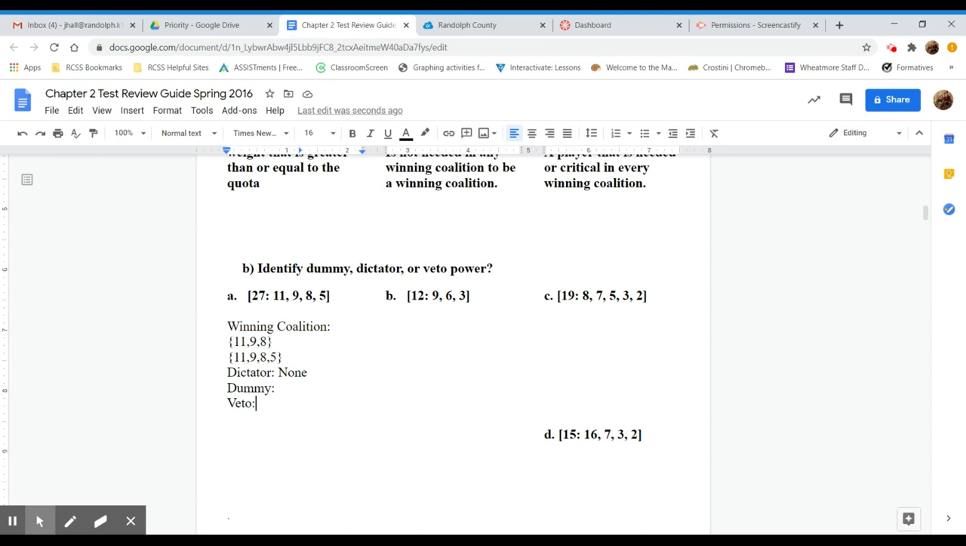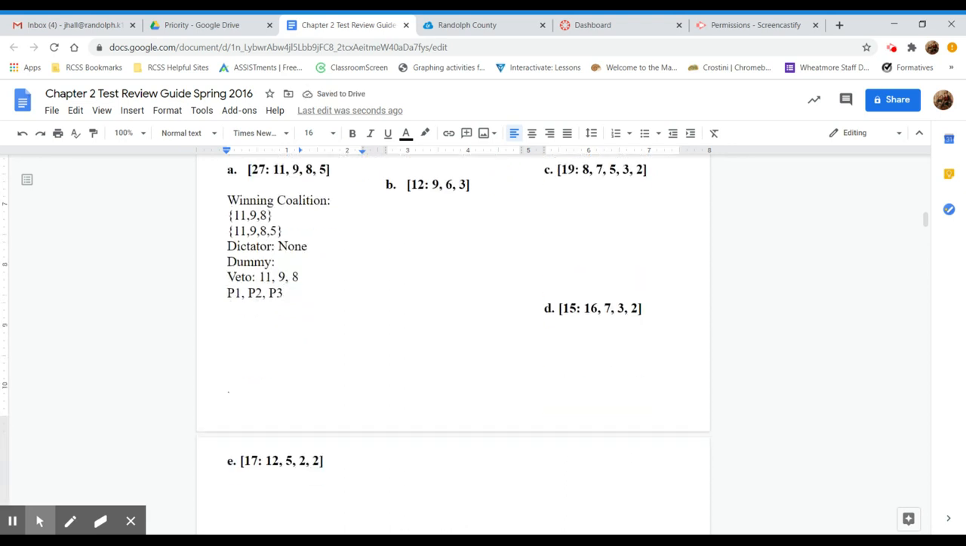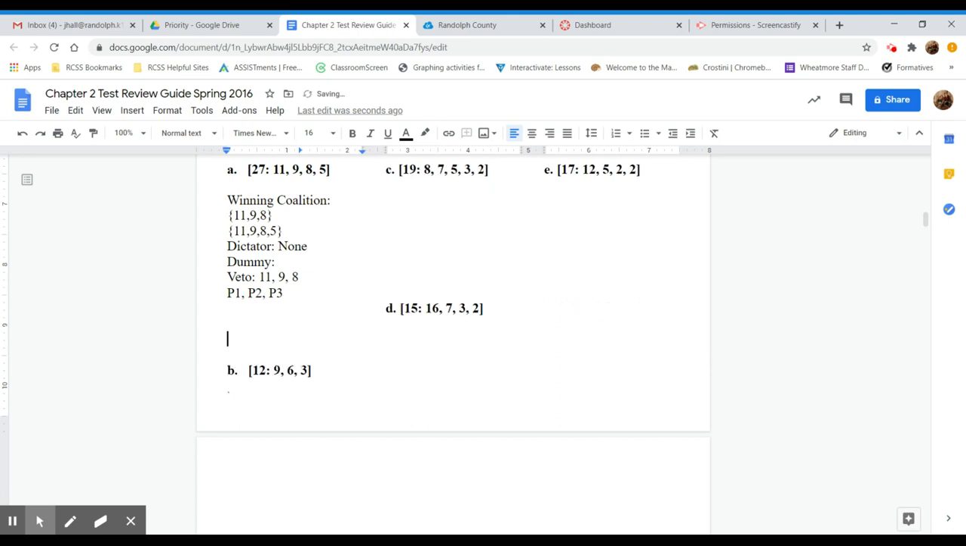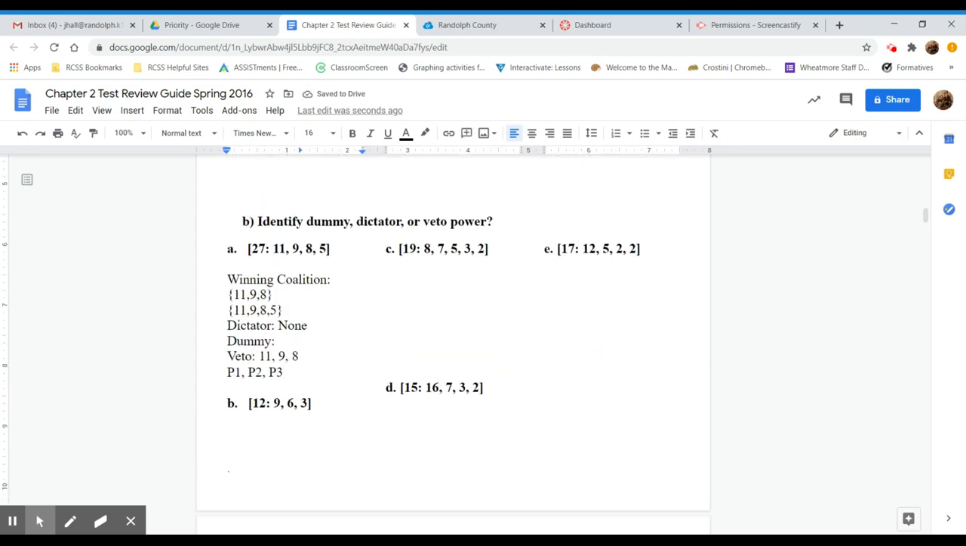Now, veto power would actually be 11, 9, and then 8. We could also say that that's player 1, player 2, and player 3. And the reason we can say that again is because they are needed in every winning coalition to win.